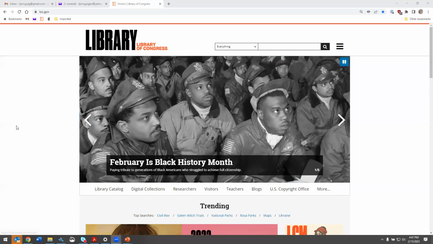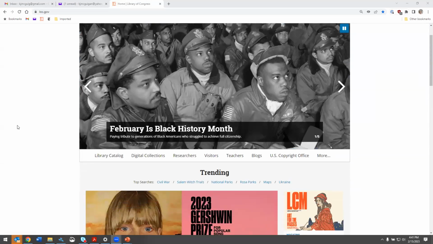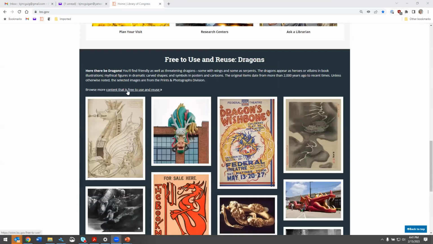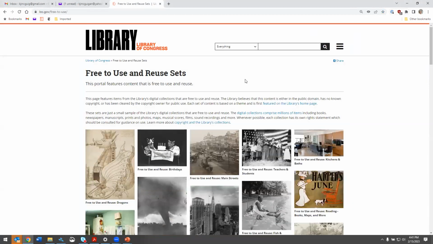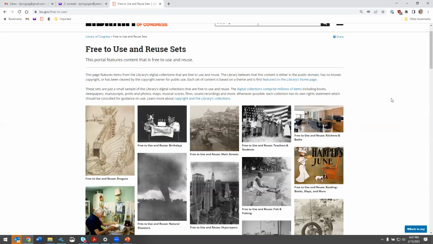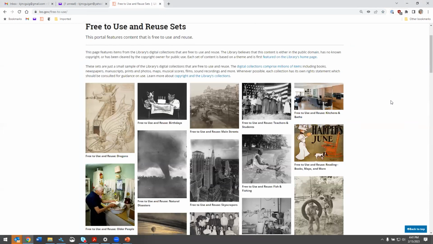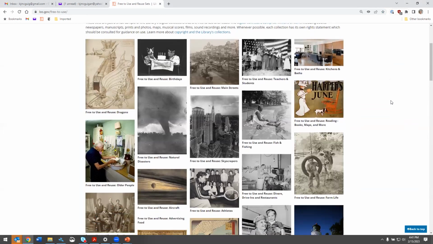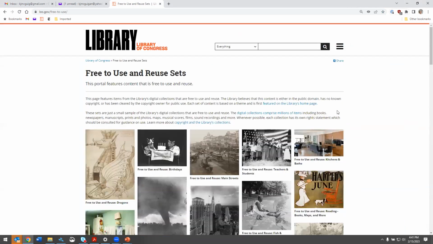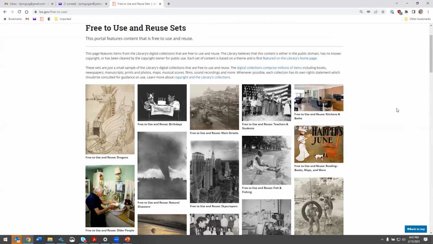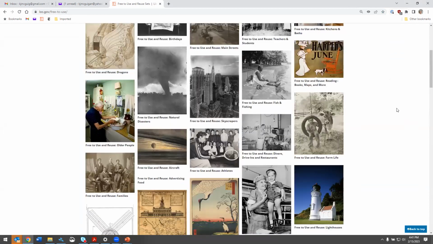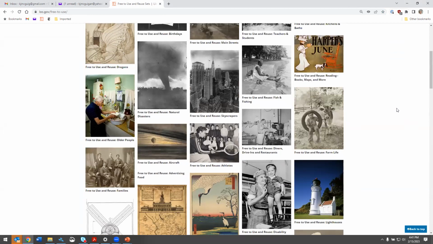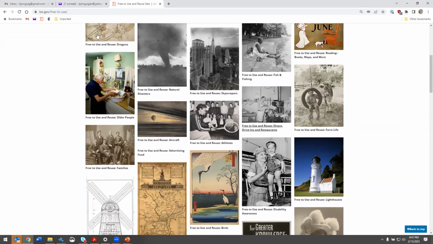Drum roll, here it comes. Reminder that the free to use sets are at the bottom of loc.gov. Can you see this? It's dragons. And there are some handsome dragons. And then there are the other sets, cats and birthdays, African-American women change makers. There's quite a broad array of these very visual items.